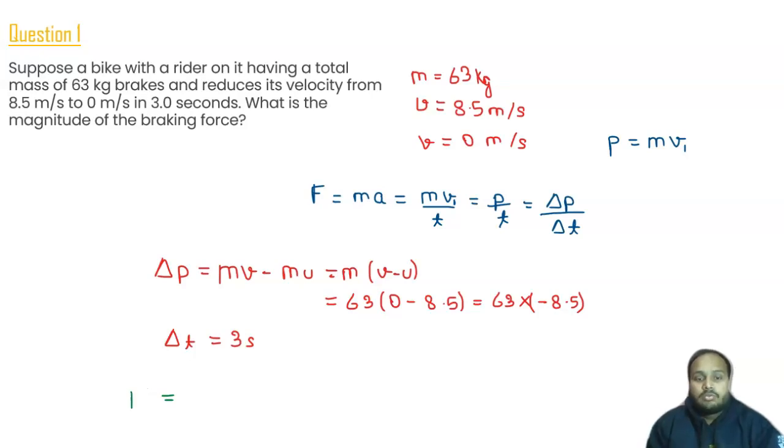So F will be equal to 63 into minus 8.5 divided by 3. And if we calculate this, we are going to get minus 178.5 Newton. Now what is this minus sign? This minus sign denotes the negative direction of force, basically, since this bike is coming to rest from motion. Fine. So I hope you understood this question. Let's move to the next type of question which is asked.